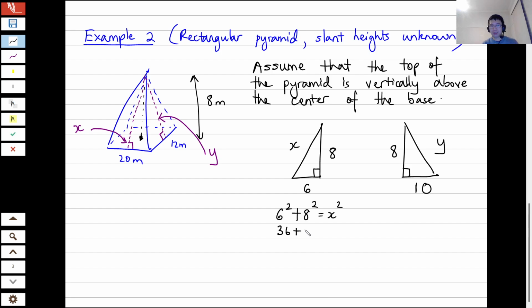I'll just do this in full. So the square root of 100 gives us 10. This should be familiar to you. If you've done Pythagoras, you know that 3, 4, 5 is a right angled triangle. And if I double 3, 4, 5, I get 6, 8, 10. Now for the second triangle, we're not going to get a nice straightforward value. Here we'll have to use the square root function on our calculator to get a decimal.